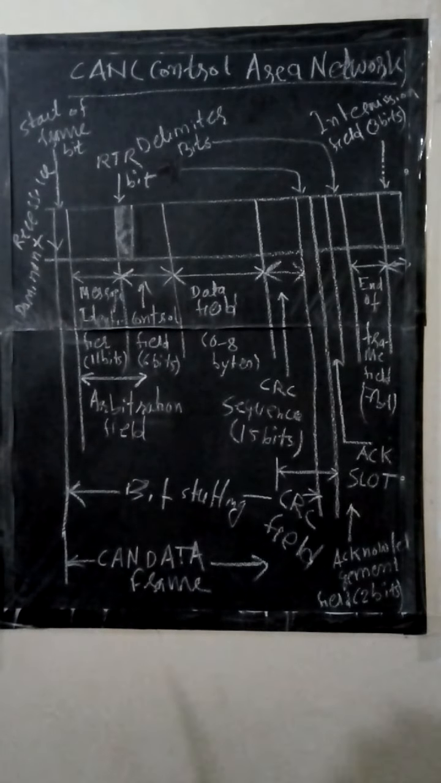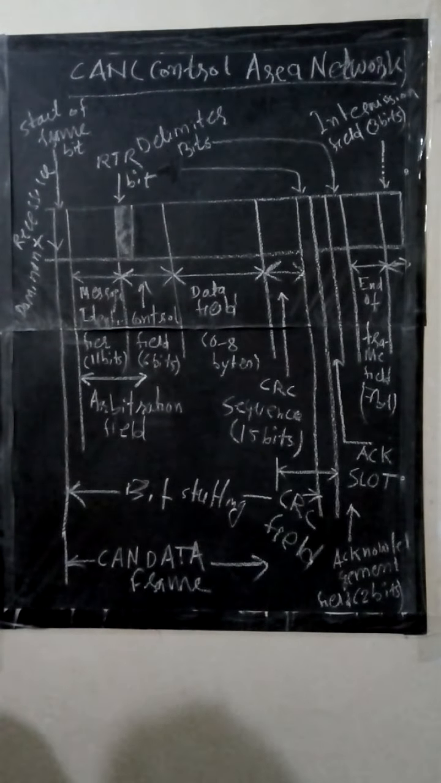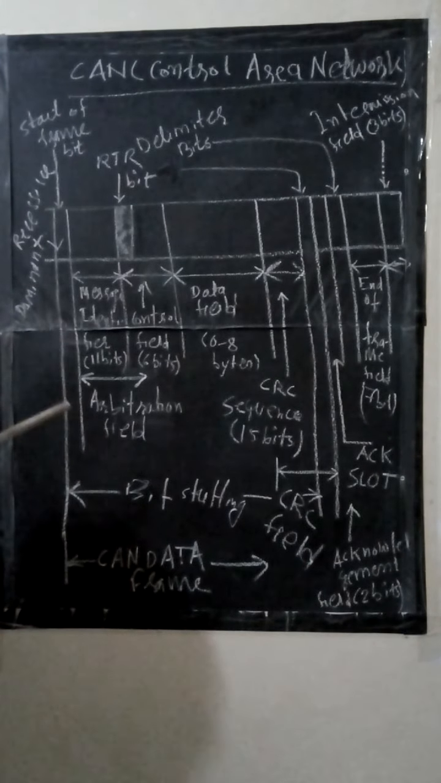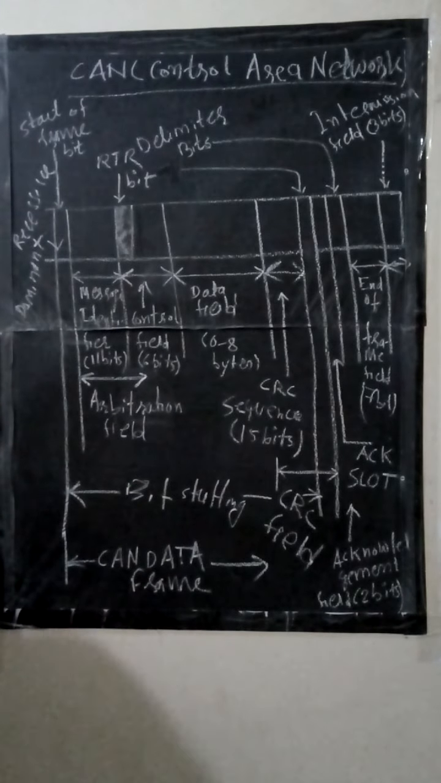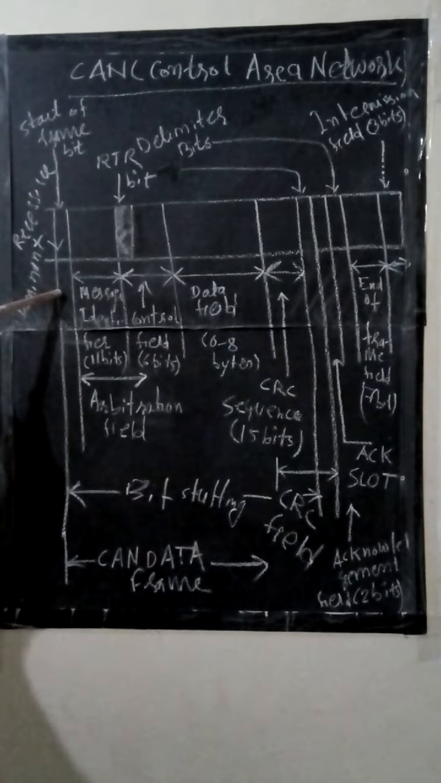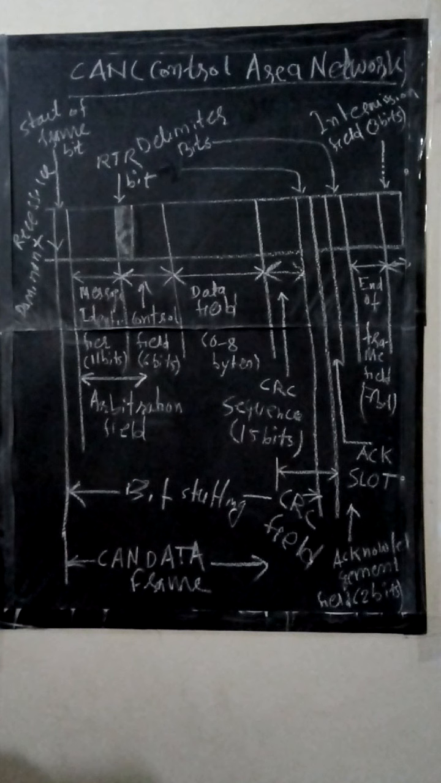Okay, so this is the frame structure of the control area network, and this is how the bit distribution is done in the control area network. This control area network is mainly used in automotive electronics.